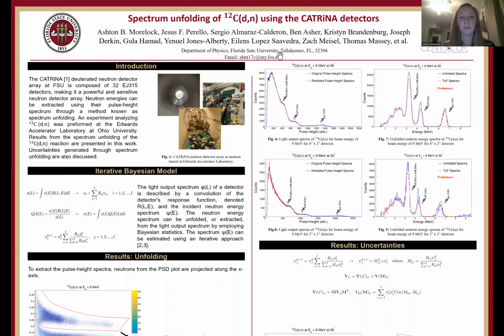My name is Ashton Morelock, and I'm a graduate student at Florida State University. And today I'm going to be talking about spectrum unfolding of 12-carbon DN using the KATRINA detectors.